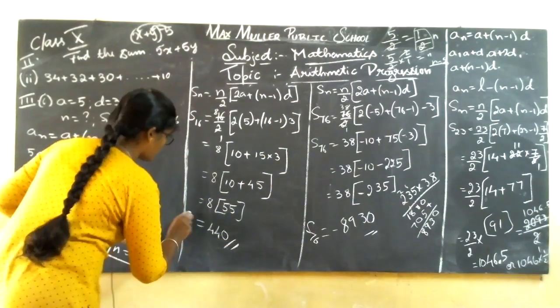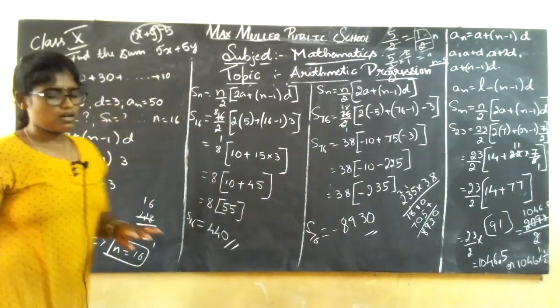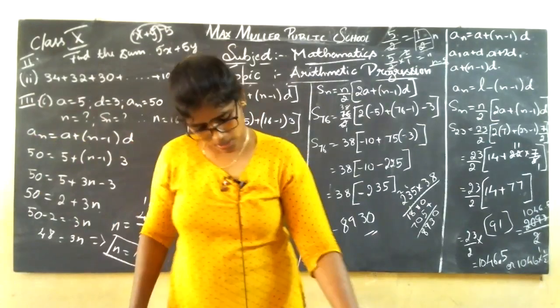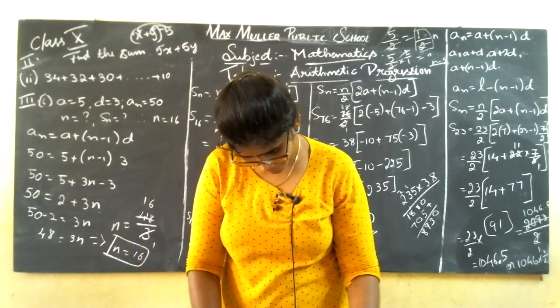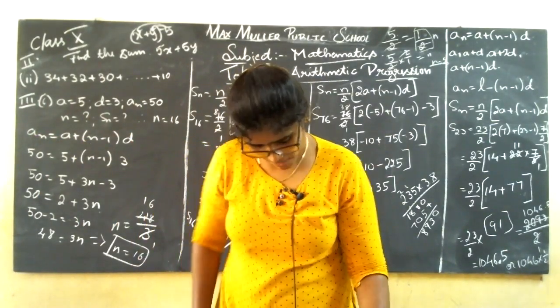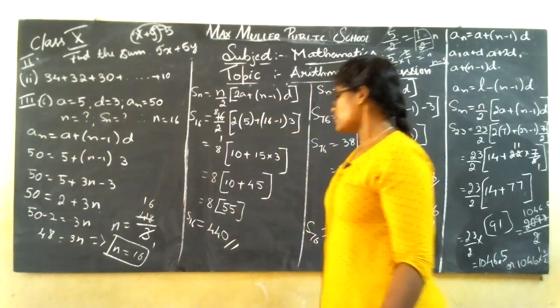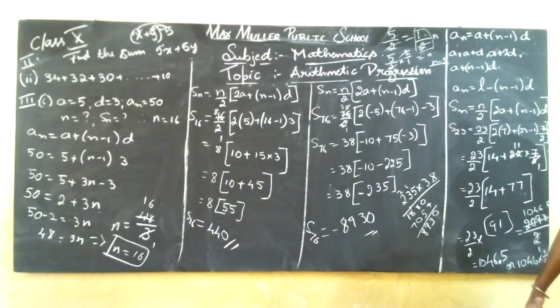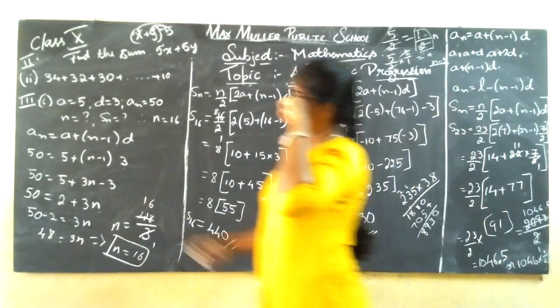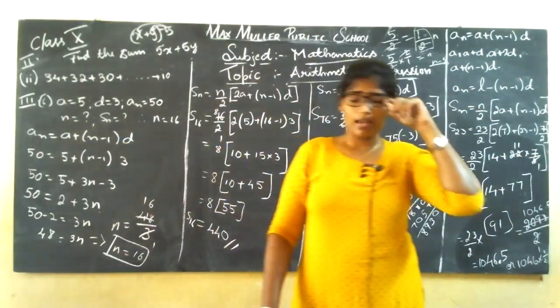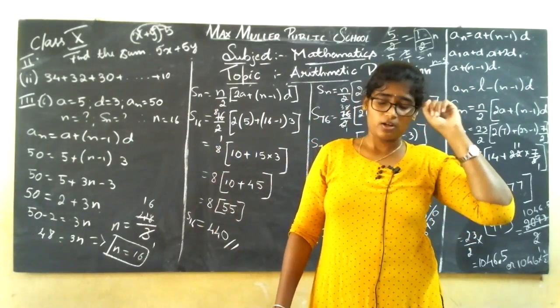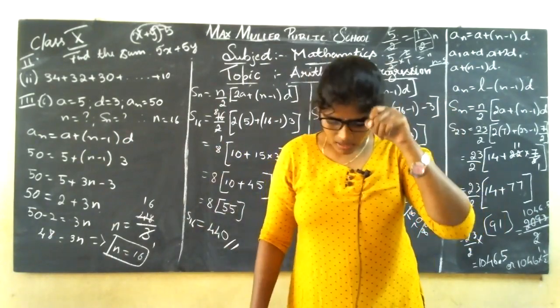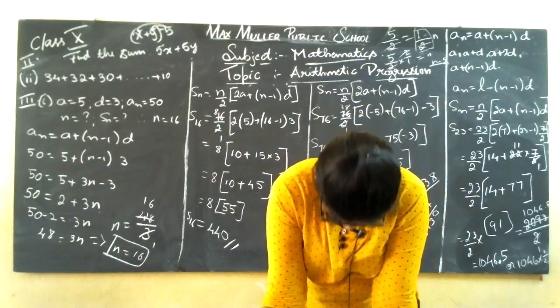So the sum S16 is how much, children? 440. Check whether it is 440. Yes, n value is 16 and Sn value is 440. This is the way you are going to solve the problem if they give you the value of a, d, an, and if they ask you to find the value of n and Sn. Okay. Now, coming to the next problem.